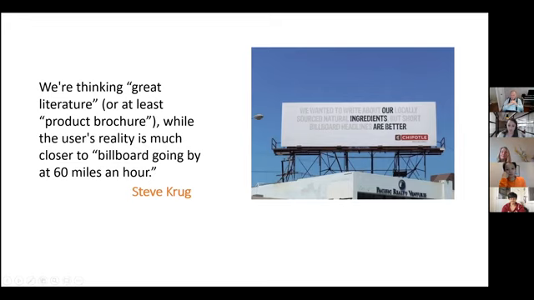So let me just mention, while we're dealing with this, this is from Steve Krug's book, Don't Make Me Think. He's a funny guy, a UX person. He made this comment: we're thinking great literature, or at least product brochure, but the user's reality is much closer to a billboard going by at 60 miles an hour. And that's what we have to realize about information we're delivering on the web.